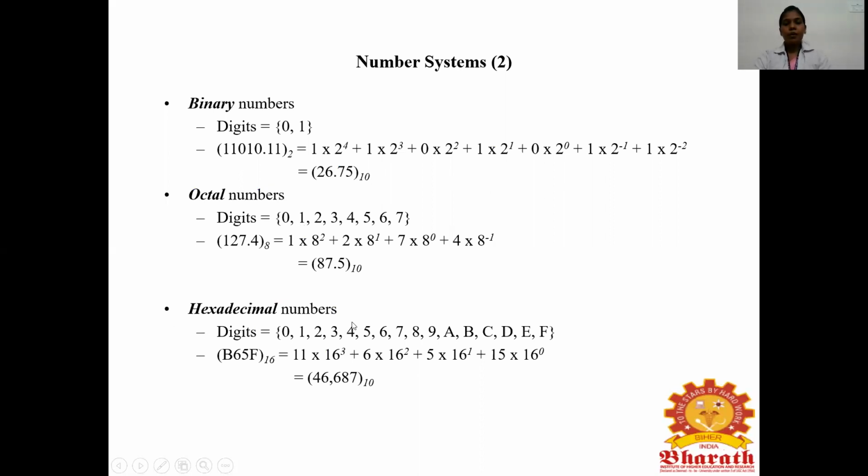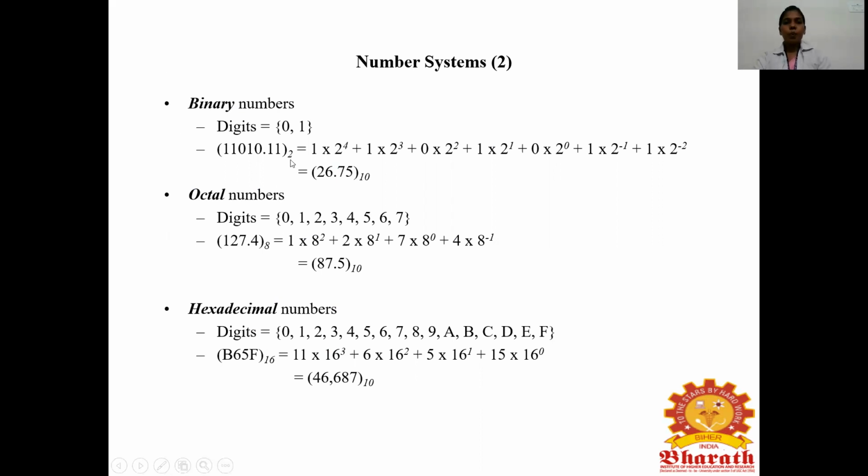Likewise, hexadecimal numbers, its base is 16. Here the digits are 0, 1, 2, 3, 4, 5 till 9. And then instead of 10, we have A. And then for 11, we have B. It goes on like this. For 15, we have F. So the hexadecimal digits are 0 till 9 and then A to F. We'll see each and every conversion with an example.